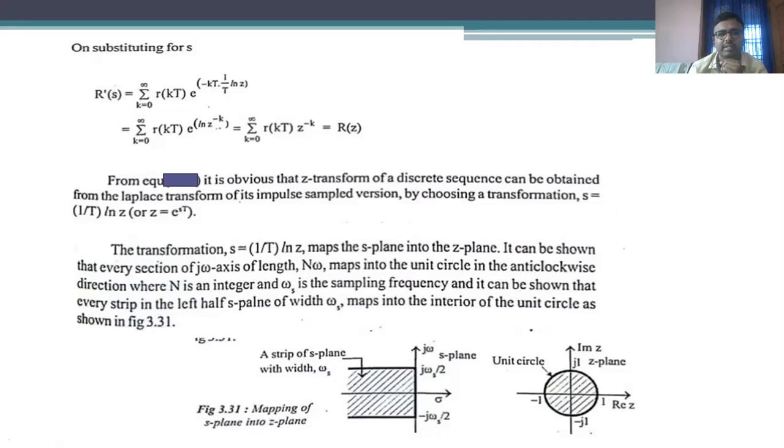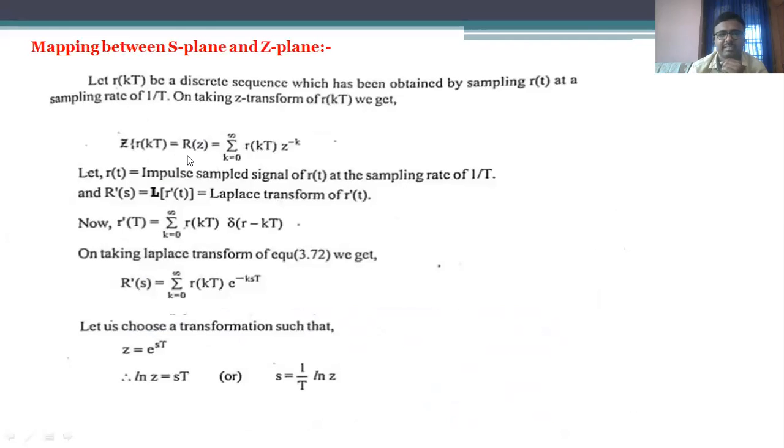So e power logarithmic value is going to be taken as unity. It converts into sigma k is equal to 0 to infinity r of kT into z power minus k. This particular value is nothing but the Z transform of the signal r of kT, which we have framed earlier. What is the Z transform of the sequence r of kT? It is nothing but sigma k is equal to 0 to infinity r of kT into z power minus k.